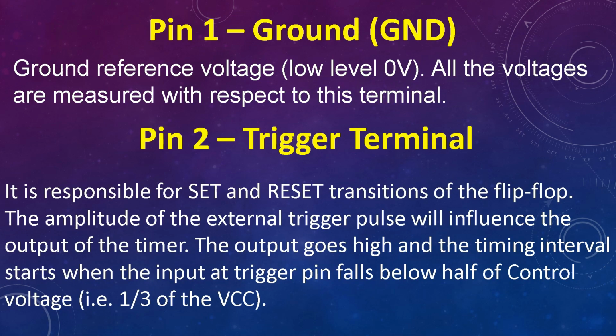Pin 1, ground, GND. Ground reference voltage, low level 0V. All the voltages are measured with respect to this terminal. Pin 2, trigger terminal. It is responsible for set and reset transitions of the flip-flop. The amplitude of the external trigger pulse will influence the output of the timer. The output goes high and the timing interval starts when the input at trigger pin falls below half of control voltage, i.e. 1/3 of the VCC.